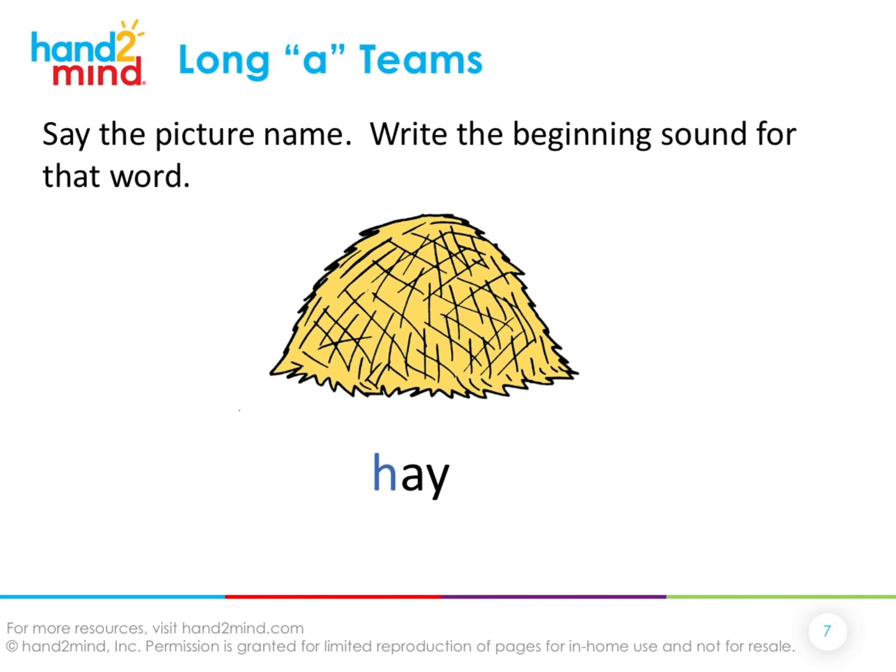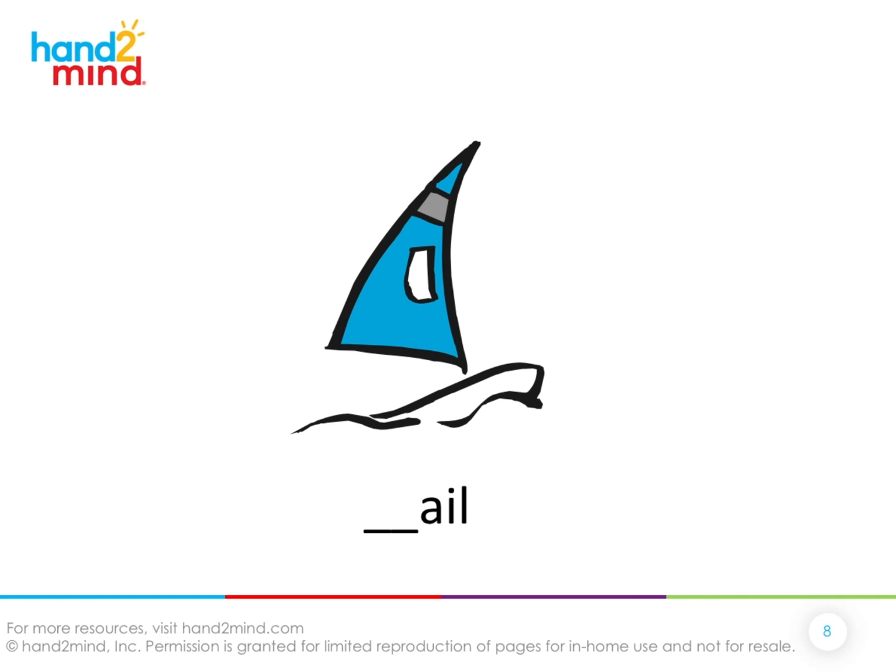Wonderful. What about this word? Here we see a boat, and it is sailing. So it has a big sail. The long vowel sound is A in the word sail, made by AI. What is the beginning sound in the word sail? S, S is made by the letter S, as in sail. Well done.